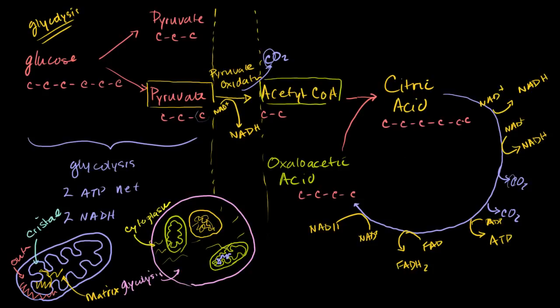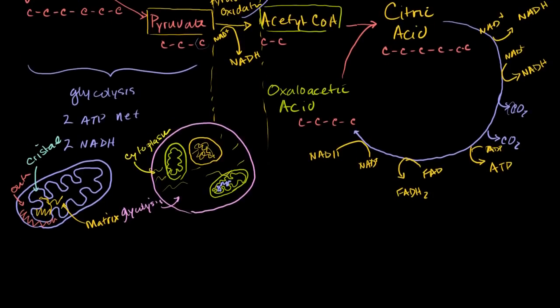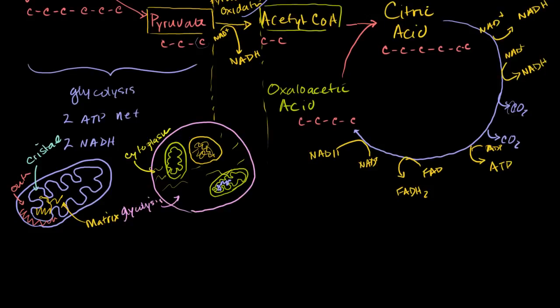But let's account for everything that we have so far. We already accounted for the glycolysis right there. 2 net ATPs, 2 NADHs. Now, in the citric acid cycle, or in the Krebs cycle, well, first we have our pyruvate oxidation that produced 1 NADH.